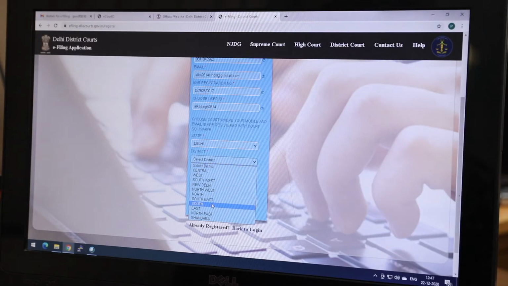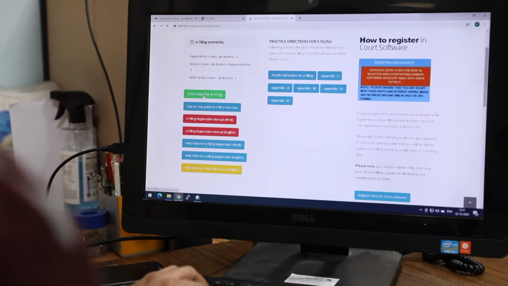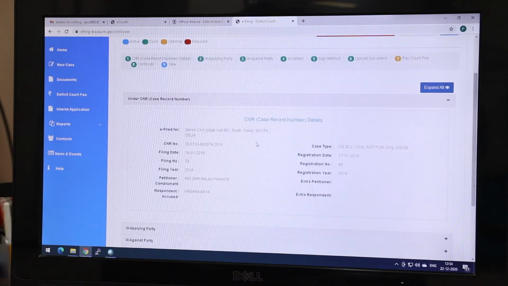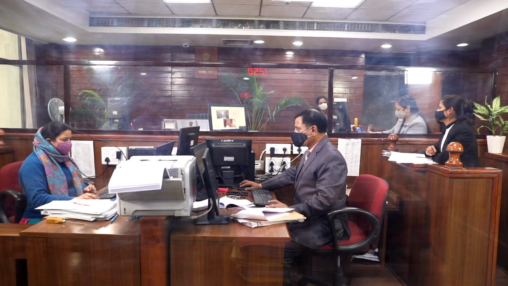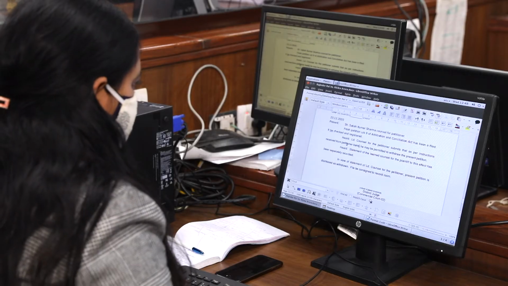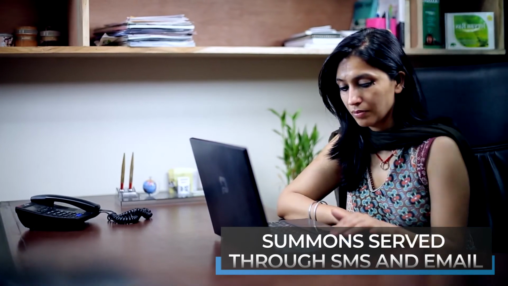Many other processes have also shifted online, e-filing instead of manual filing. With this, time frames have been reduced by over 60%. Payment of all court fees can be done online. Summons can also be served through SMS and email.